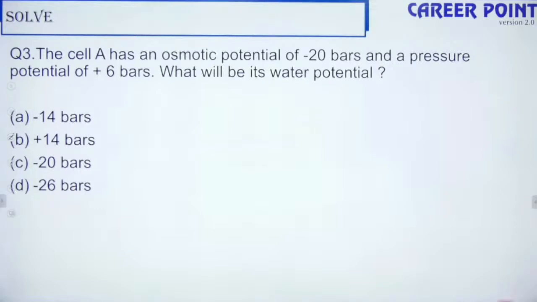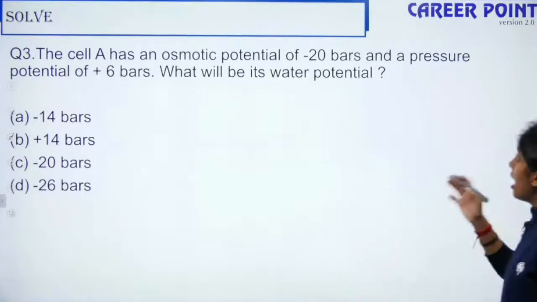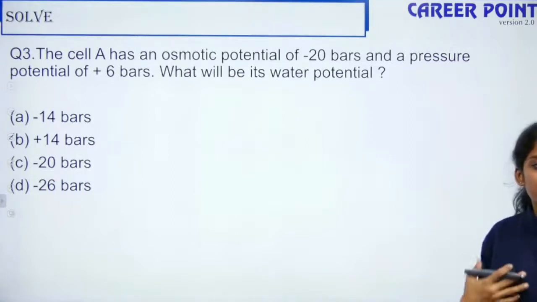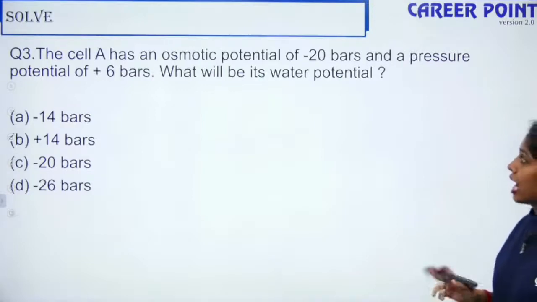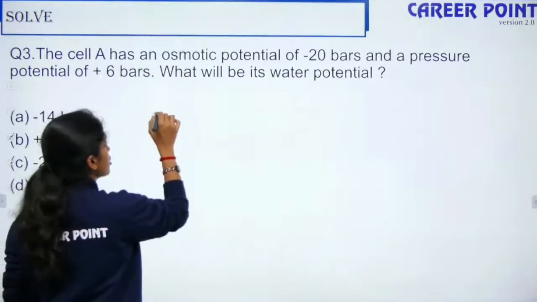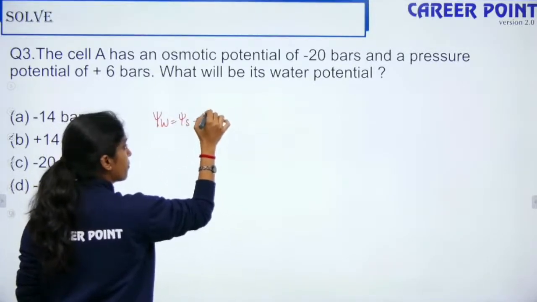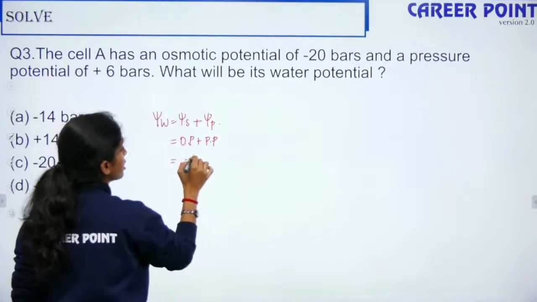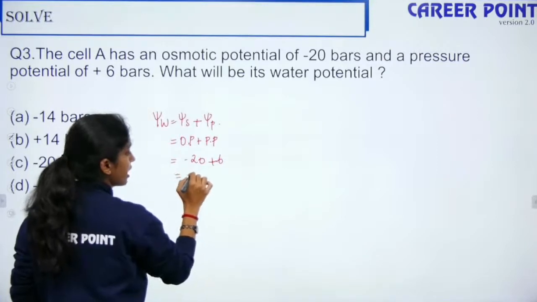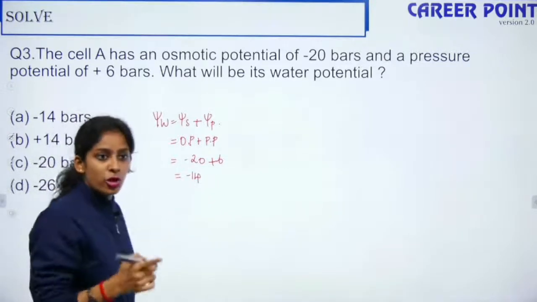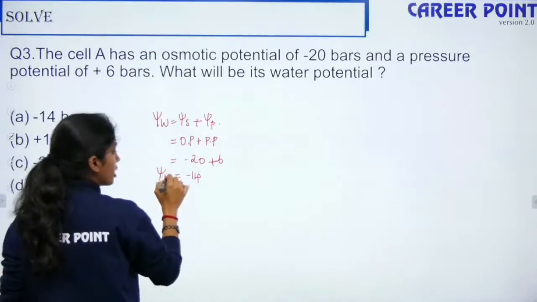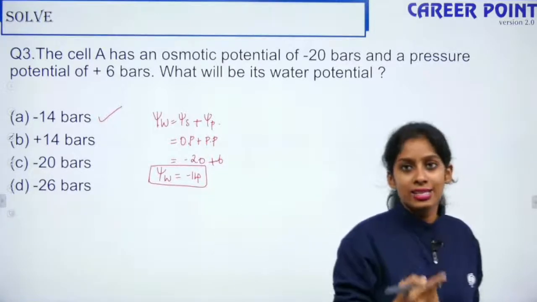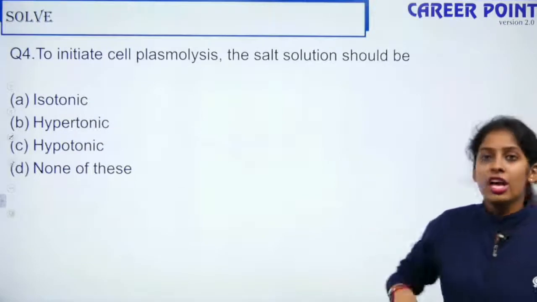Question 3: the cell A has an osmotic potential of minus 20 bars and a pressure potential of 6 bars. Here the pressure potential is positive, because pressure potential is always positive, and the osmotic potential or the solute potential is always negative, right? So what will be its water potential? Water potential is equal to solute potential plus pressure potential. Here it can be osmotic potential as well, plus pressure potential. So it is minus 20 plus 6, and the answer is minus 14. The osmotic pressure is equal in value to the osmotic potential, but the sign is different, right? So here the water potential is minus 14 bars. And always remember, water potential is 0 only for pure water. When it has a solution, it is always negative. Fine? Okay, so let's go to question number 4.